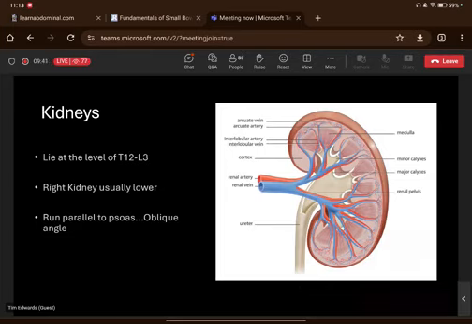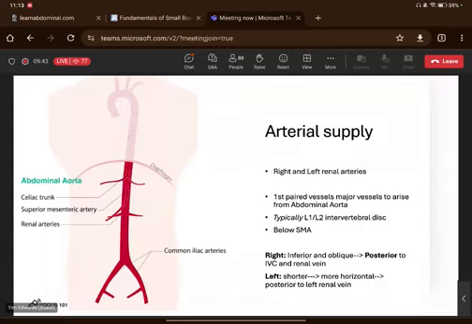So arterial supply, again, just a schematic diagram. We'll come on to the images in a second. In normal anatomy, the arterial supply is the right and left renal arteries, paired arteries, which are the first paired major vessels to arise from the abdominal aorta, typically at the level of the L1, L2 intervertebral disc and below the level of the SMA.